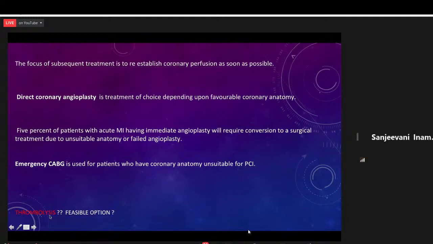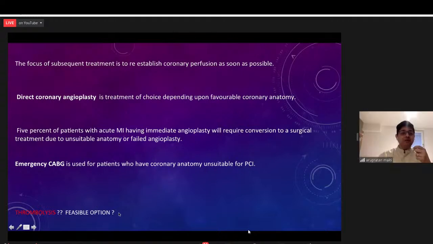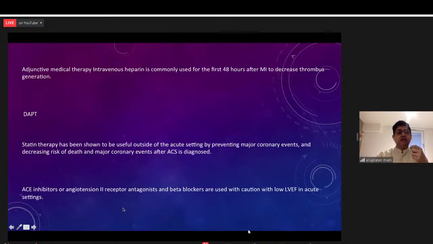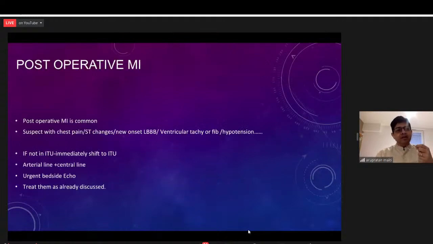Is thrombolysis an option? Apparently, no, thrombolysis is not an option. But if you are doing a surgery which does not cause much blood loss, and you think the blood loss will not cause a major problem, you can thrombolyze. If your institute has no PCI option or no option for CABG, and it is a remote institute, you can still go for thrombolysis, but it is usually not done. Adjunctive medical therapy, like intravenous heparin, dual antiplatelet therapy, statin, ACE inhibitor, and beta blockers, can all be titrated and optimized accordingly. Now coming to the postoperative MI.